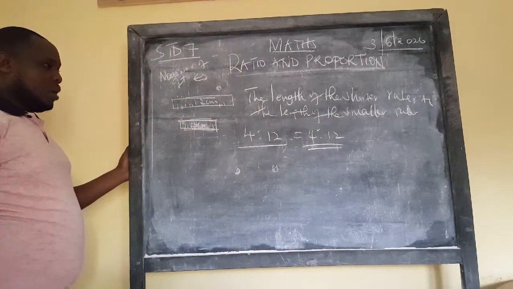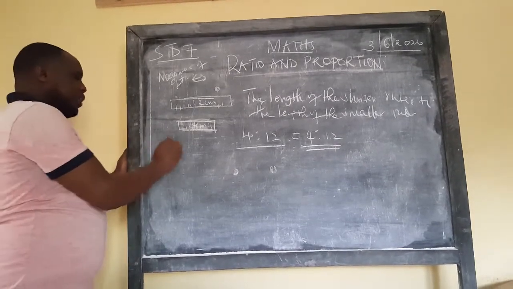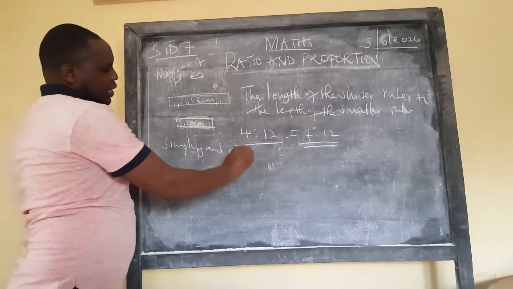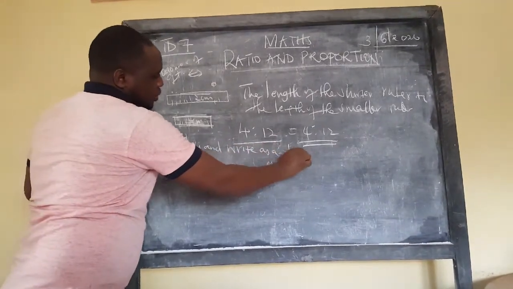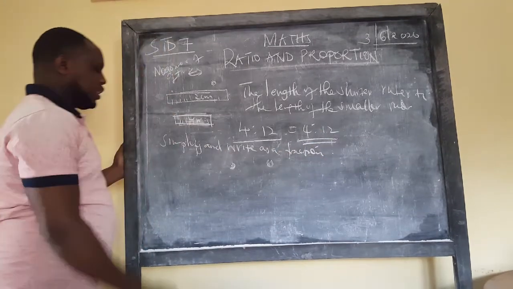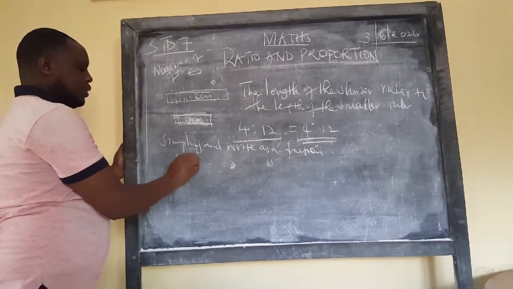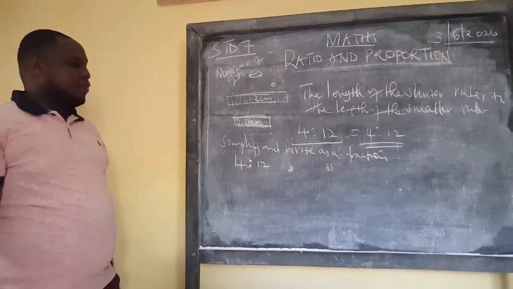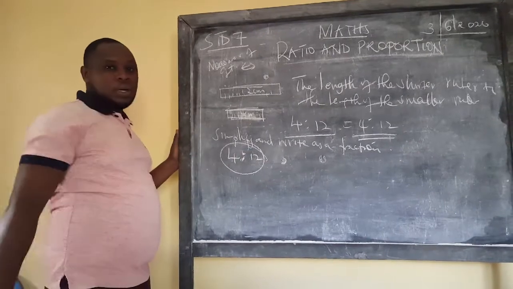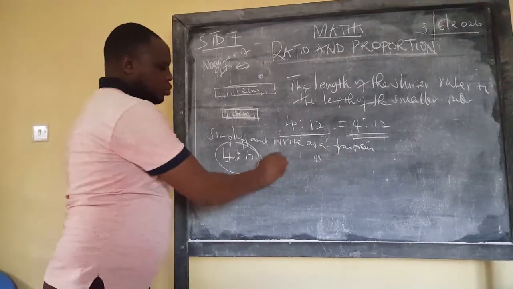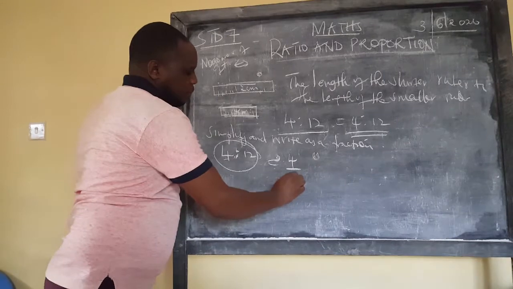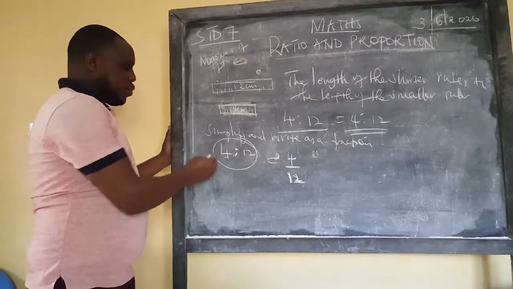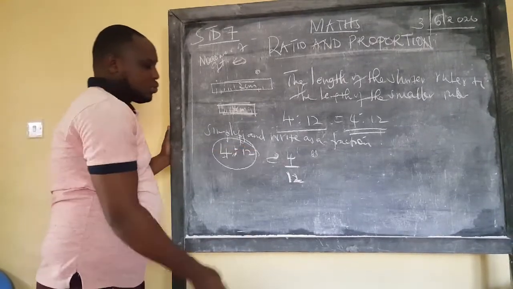So sometimes you'll be told to simplify that ratio and write as a fraction. You simplify the ratio 4 is to 12 and write as a fraction. If you want to simplify and write as a fraction, you first write this as a fraction, starting with the smaller number. So you write 4 out of 12. Or there is another way. You can simplify from this side, but let's do it this one.